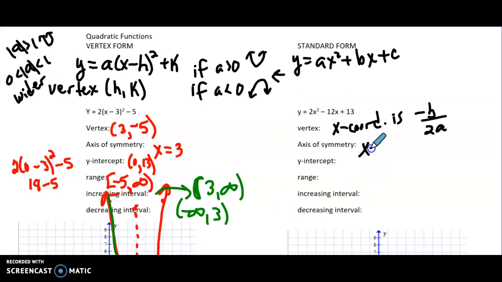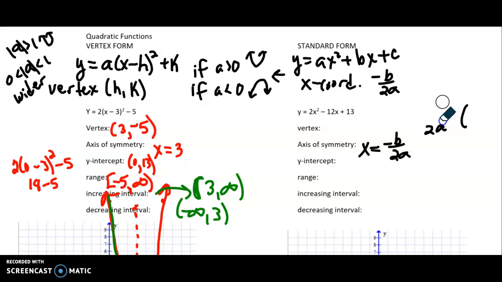The axis of symmetry, of course, will be x equals that x coordinate, just like it was x equals this x coordinate here. So opposite of b over twice a, in this case, oh, I should have written that up here. The x coordinate is the opposite of b over twice a. So I guess down here, I was actually asking for this exact vertex. The vertex here, I don't really know the y-coordinate, but I know the x-coordinate is the opposite of b, that'll be 12, over 2 times 2, or 4. So the vertex is at 3 something. I at least know that.